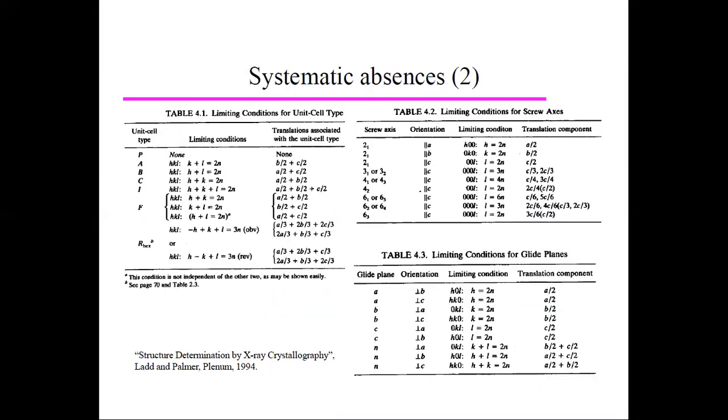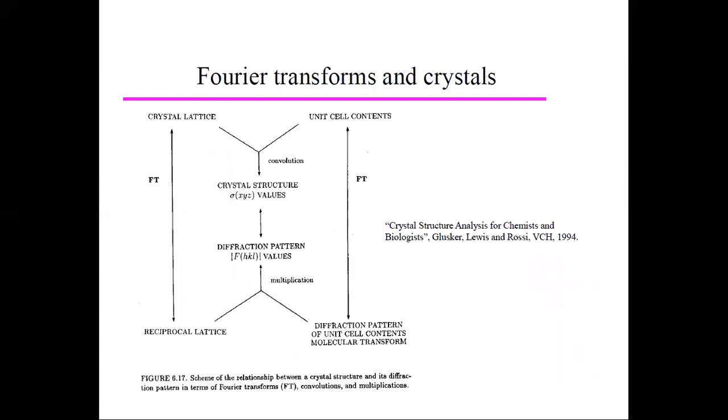So we can calculate the different conditions for the unit cell, screw axis and glide planes. This is a small determination of the changes in the limiting conditions of the unit cell, screw axis and glide plane. Similarly, now one of the most important topics is the Fourier transform and its crystal.